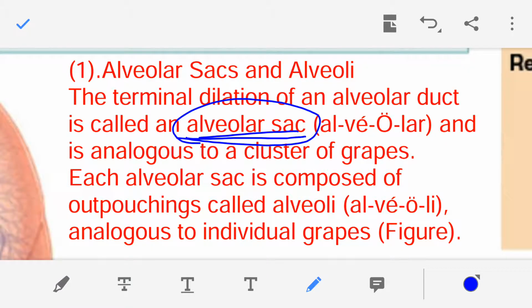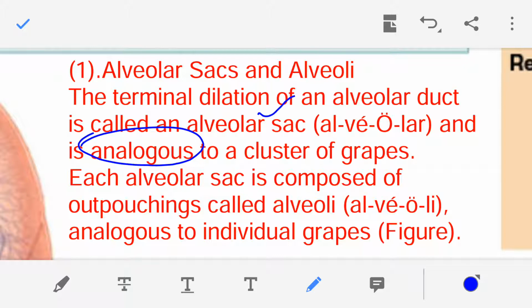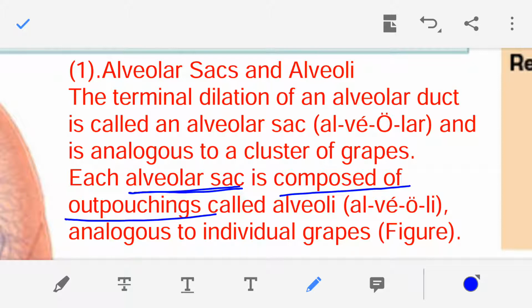This alveolar sac is analogous, that means the appearance of the alveolar sac is like a cluster of grapes, many grapes together making a cluster. So the alveolar sacs look like a cluster of grapes, and each alveolar sac is composed of outpouchings, and these outpouchings are known as the alveoli. And we can compare the alveoli with an individual, single grape.